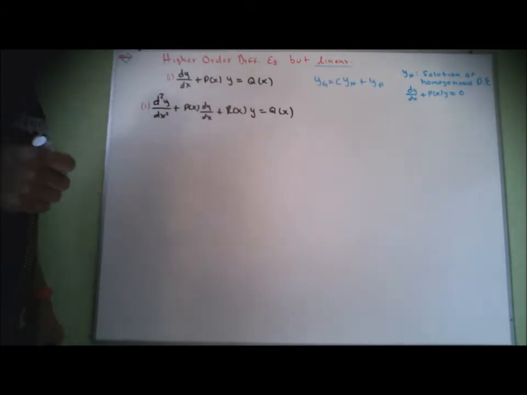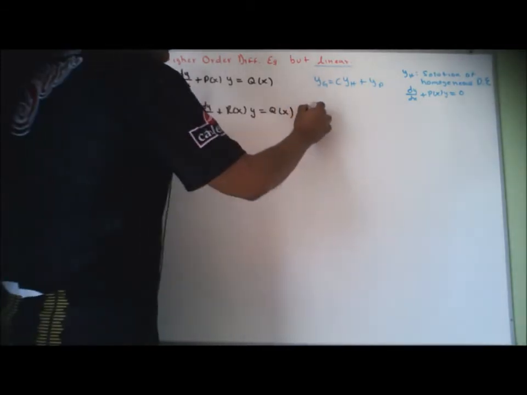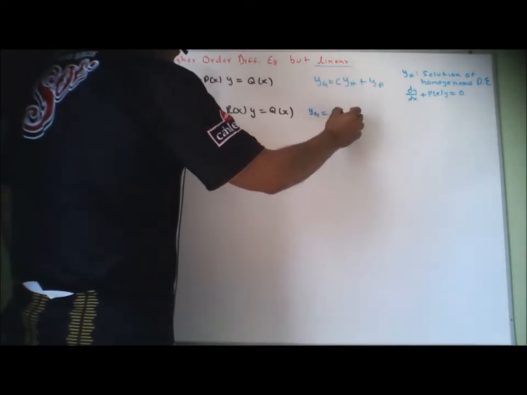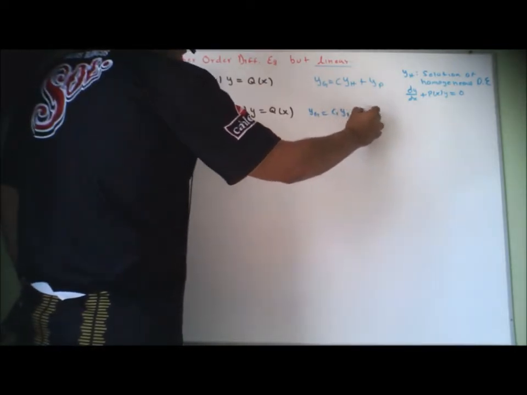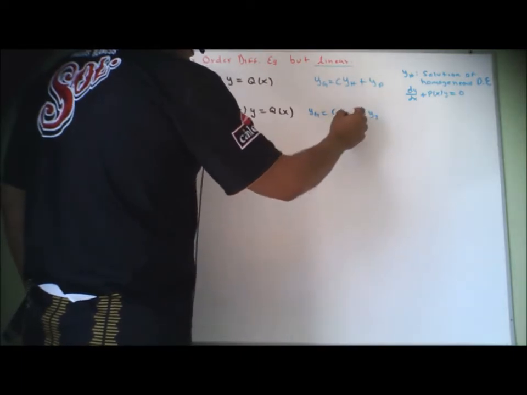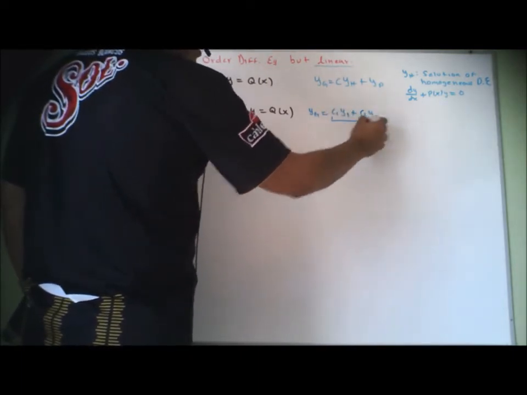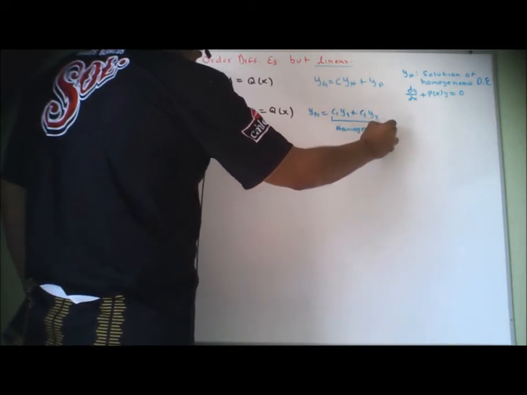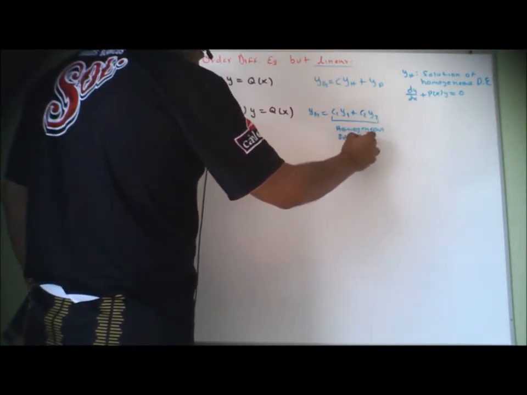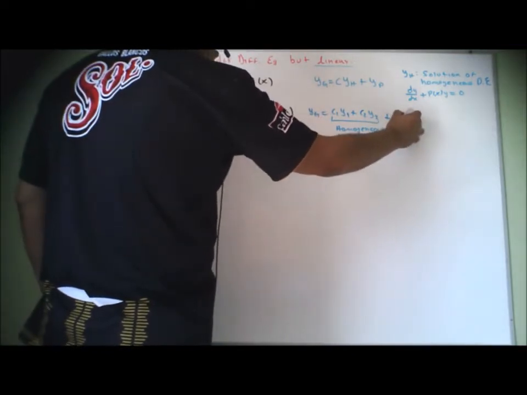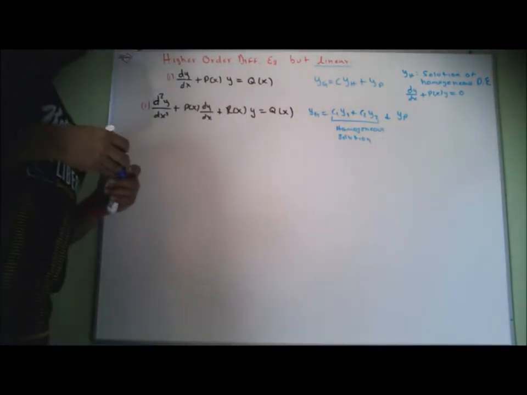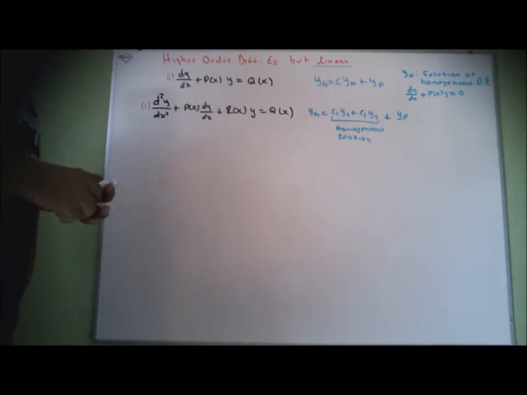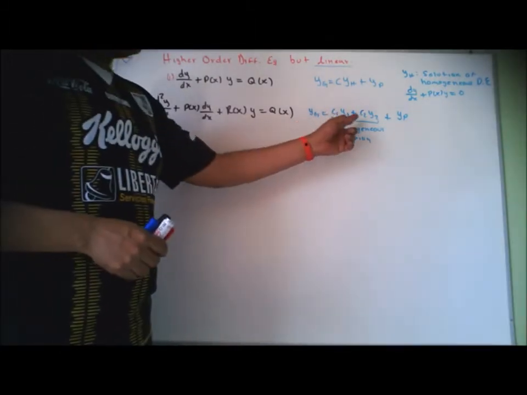Now, the general solution is going to be very similar. The general solution is going to be C1 y1 plus C2 y2, the homogeneous solution. This part is still the homogeneous solution, plus the particular solution. Now, as you can see here, we have a bigger homogeneous solution. You can see here we have one solution and a second solution.